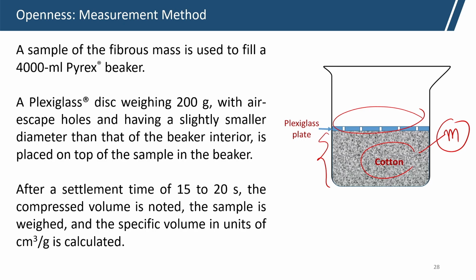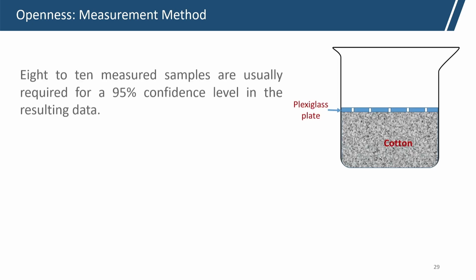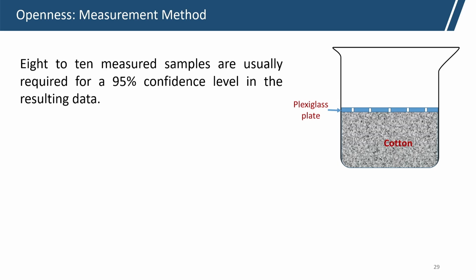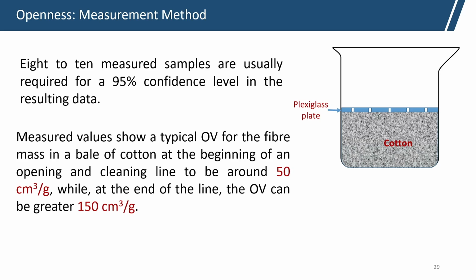After putting the load, we wait for it to settle, and then we calculate the specific volume in cubic centimeter per gram of fiber. We do repeated testing to get mean data with a certain confidence limit.